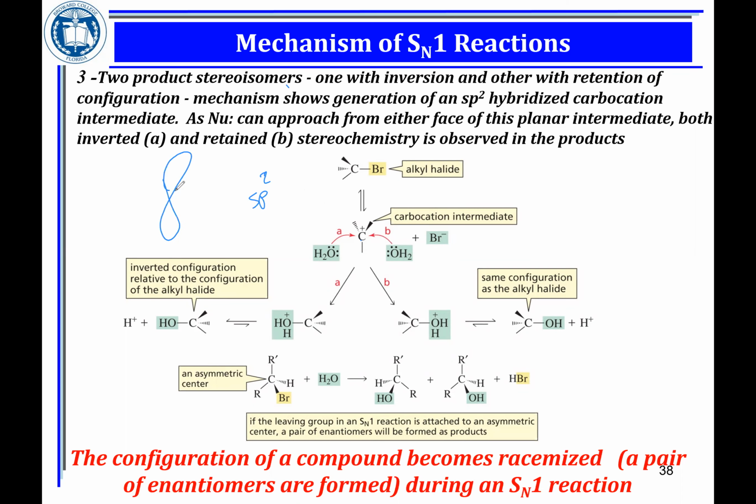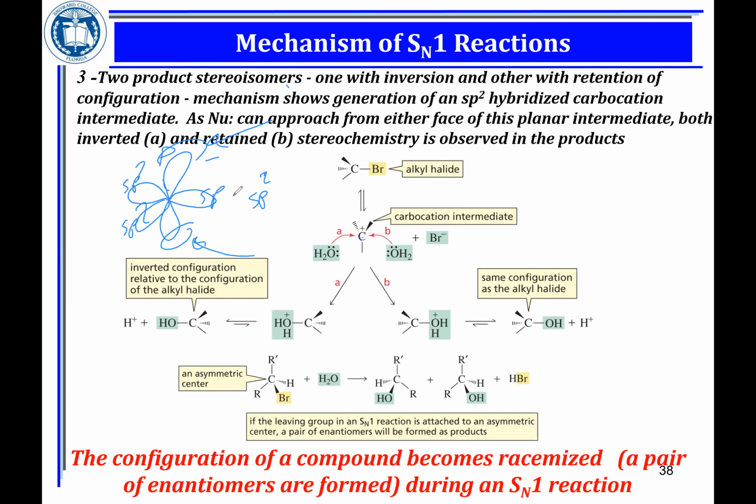The sp2 hybrid has an unhybridized p orbital that is perpendicular to the plane of the sp2 orbitals. So if you have sp2, sp2, and sp2 for the carbocation, then you have a p orbital that has two lobes, and the nucleophile can attack the carbocation from two opposite sides. It can go from the top or from the bottom.